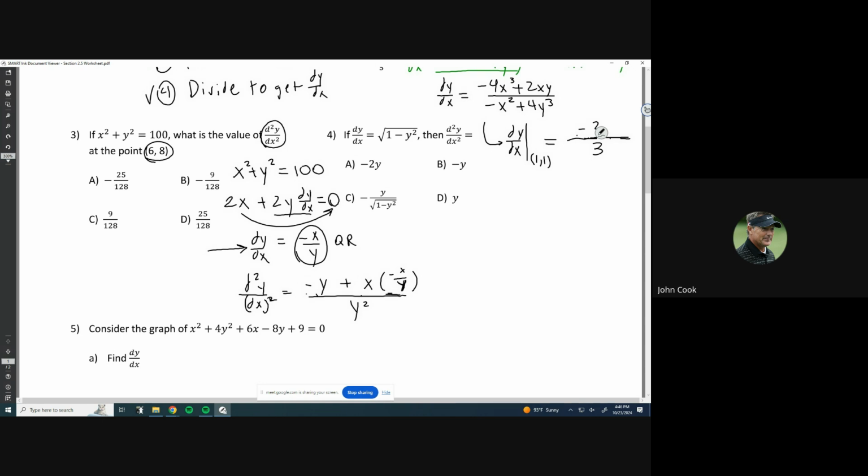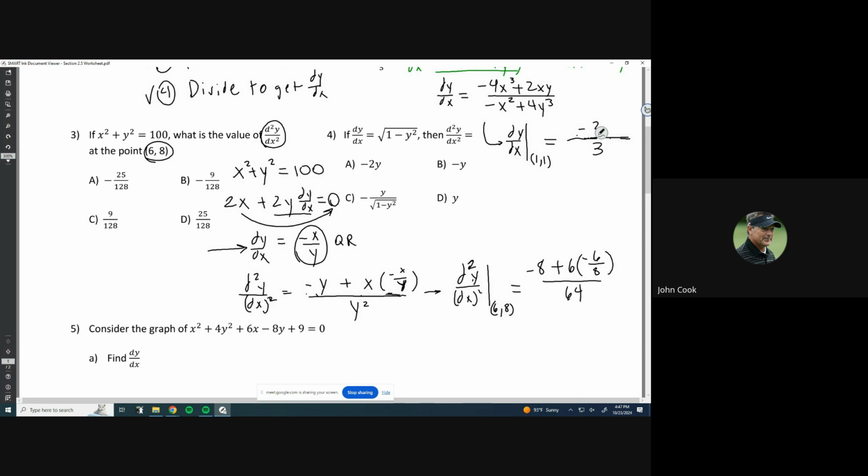So we just plug in 6 and 8, and that'll give us our answer. So the second derivative, oops, that should be a y, sorry, evaluated at (6, 8) is going to be this. It's going to be, let's see, negative y, so negative 8, plus x, which is 6, times negative 6 over 8, all over 8 squared, so 64.